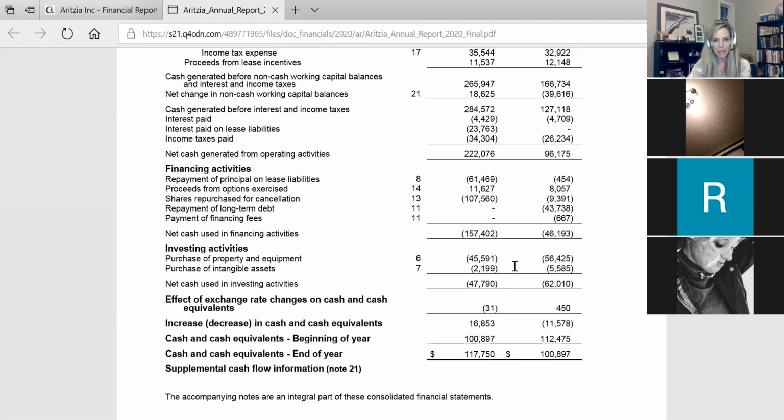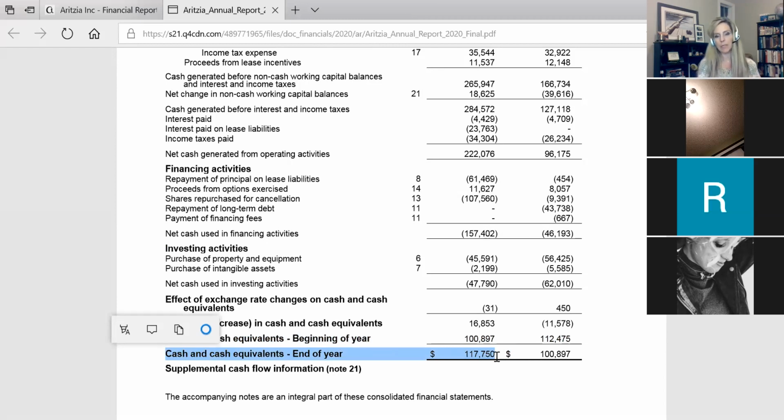So I'm just netting these three categories out, and I come to 16,853. Okay, it's an increase in cash and cash equivalents. Now, my cash at the beginning of the year was 108.97, and look at this. There's my cash and cash equivalents at the end of the year.